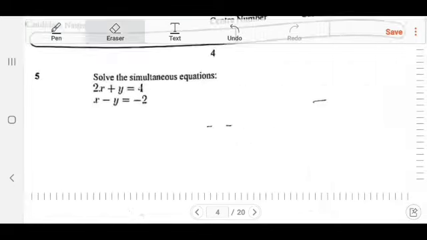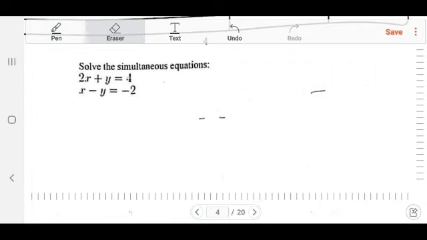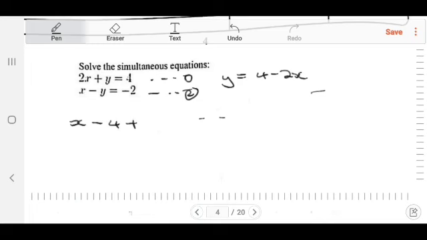Then moving on, number 5, solve this simultaneous equation. 2x plus y equals 4 and x minus y equals negative 2. So if I take equation 1 and equation 2, then I make y the subject of the formula, I have y equals 4 minus 2x. Then taking that one to equation 2, I get x minus (4 minus 2x) equals negative 2. Then this side I get 3x equals 2. So x equals 2 over 3.